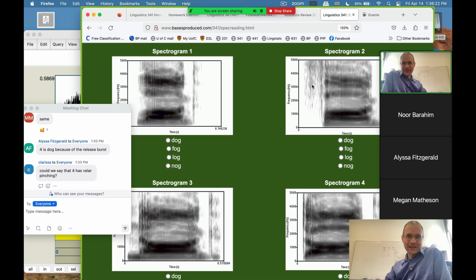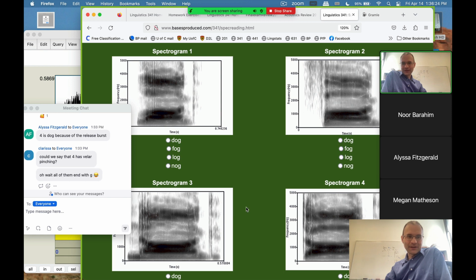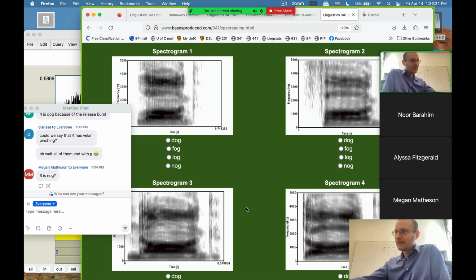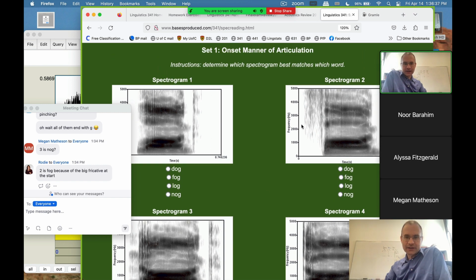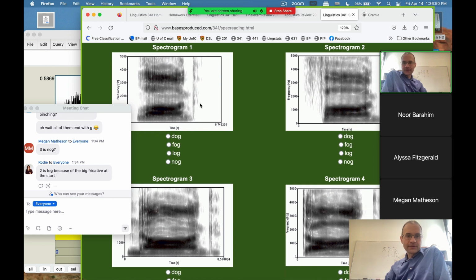So that's for spectrograms 1, 2, and 3. Yes, all of them end with G, which helps a little bit, but it's still good to see the pattern. Okay, 2 is fog. That is correct. You can see the fricative up here. Unfortunately, I don't have sound files for this, but this is an F. It's not a sibilant. You don't get that high intensity energy here. It's more diffuse, but that's fog. So that leaves log and nog for 1 and 3.